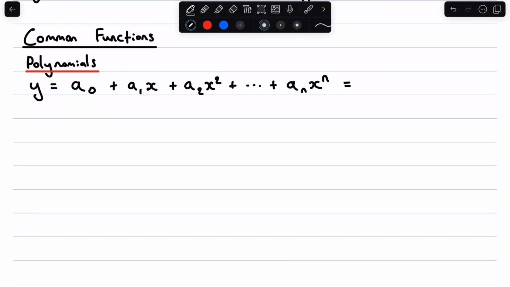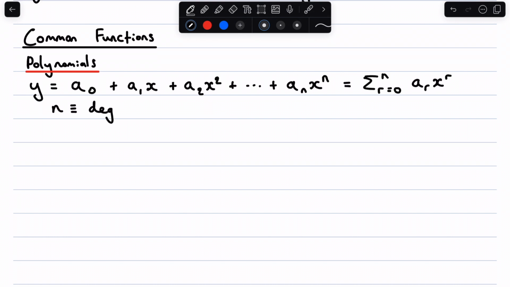And we can write this in a shorter form as the sum from r equals 0 to n of ar x to the r. n here is always known as the degree of the polynomial. So n always equals the degree of the polynomial.